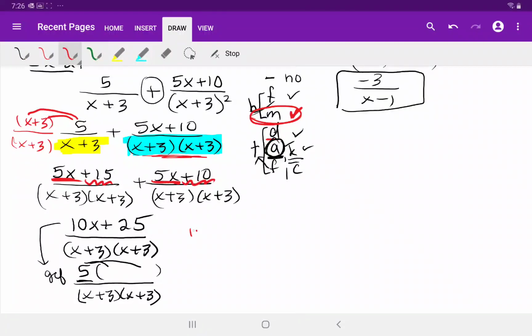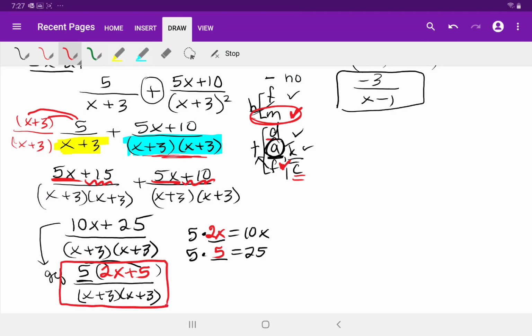Okay, so I need to have 5 times, let me change the colors on this one. Okay, so I'm trying to do 5 times something equals 10x and 5 times something equals 25. I'm trying to backwards distribute. So 5 times 2x would go in the first spot, and 5 times 5 gives me the 25. Okay, that was F, the top. And then C stands for, what did C stand for again? Okay, so C stands for cancel. Nothing cancels. So that's my final answer.